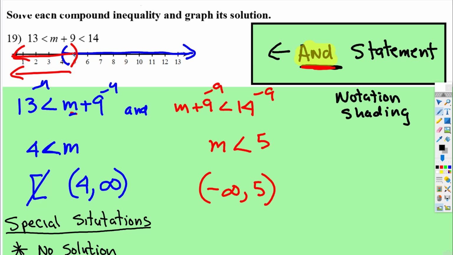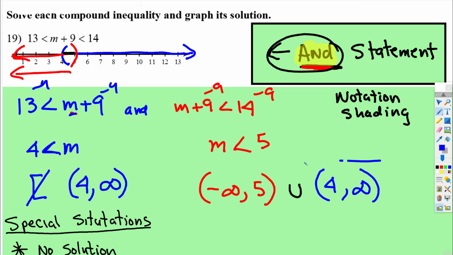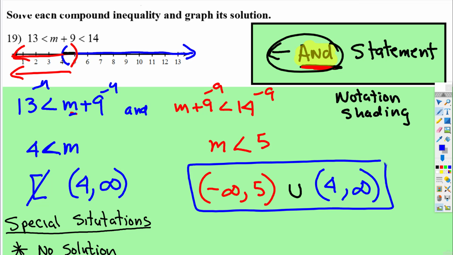And then see this small area where they overlap? That's the "and" part. That's the solution. So how you'd write it in solution set notation is, since this is the left, we would do this. We would put a union symbol, and then on the right side, that was 4 to positive infinity. This is the solution for that.